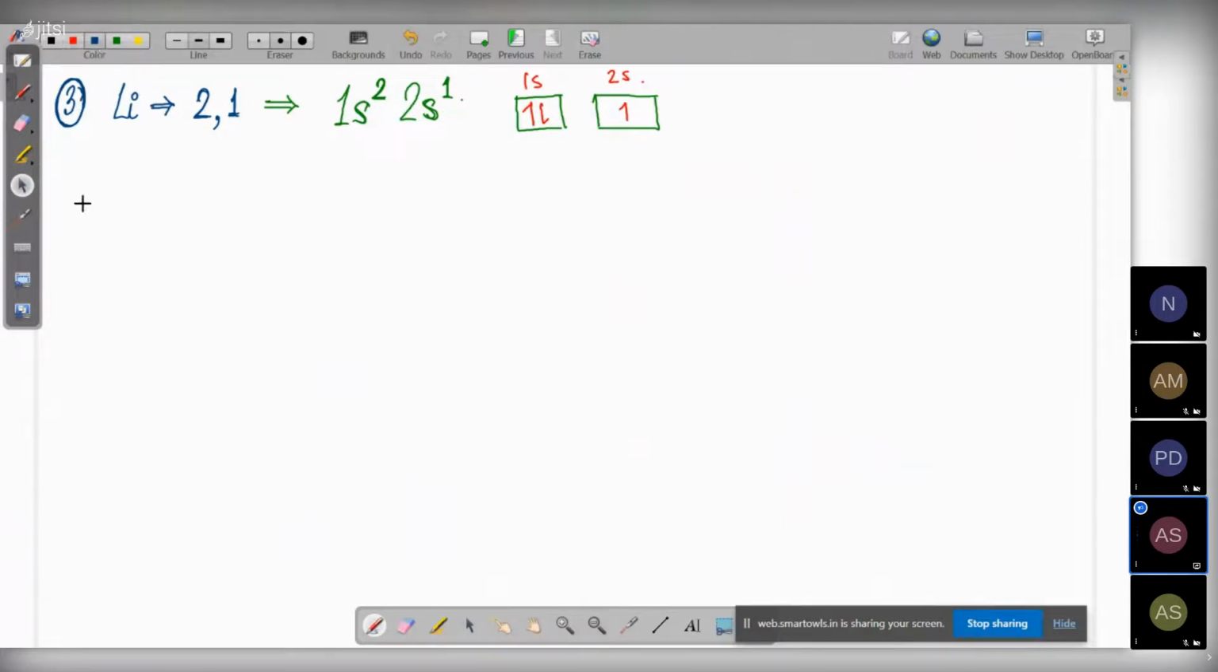Then let's draw beryllium. Beryllium has an atomic number of 4. So Be is your beryllium. Previously, you used to write it as 2, 2, but now it will be written as: the first 2 electrons occupy the 1s orbital, so 1s2. Then the second 2 electrons occupy the 2s orbital, so 1s2, 2s2. That means you will write it in this way.